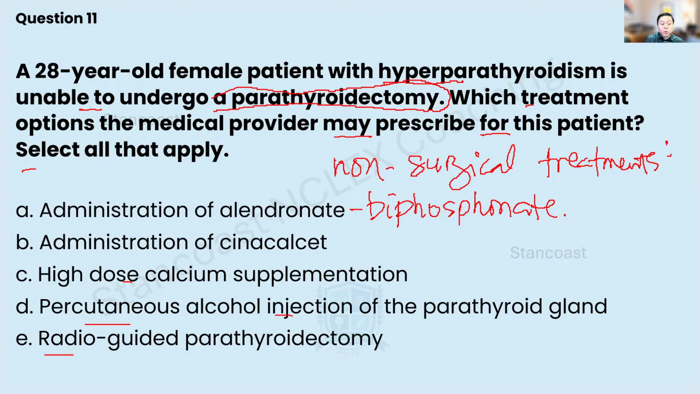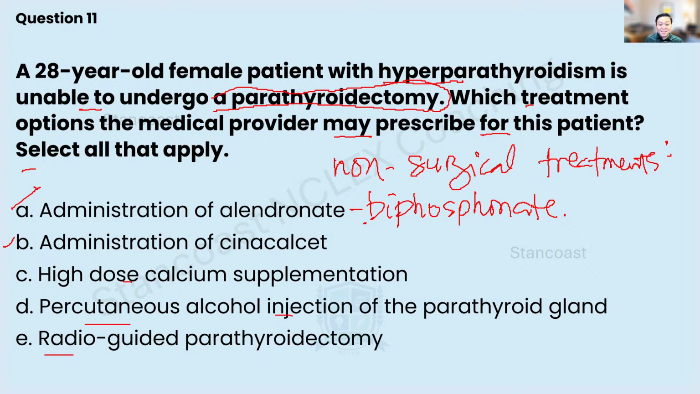This will improve the bone density of the patient's spine and also their hips. So this is going to be a suitable option for them if they cannot undergo the parathyroidectomy procedure. Okay, so this is one of the correct answers. This is a biphosphonate. Again, this is going to help improve bone density. If you answered letter B, administration of cinacalcet, what is this?